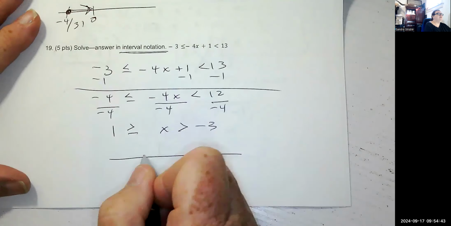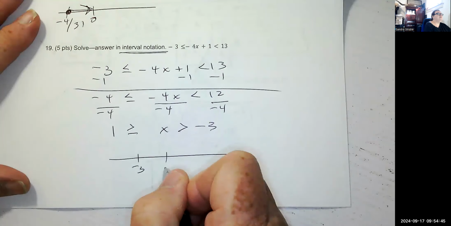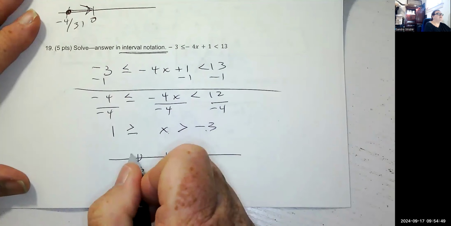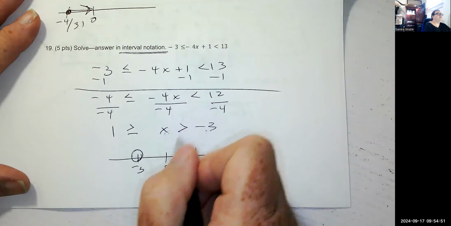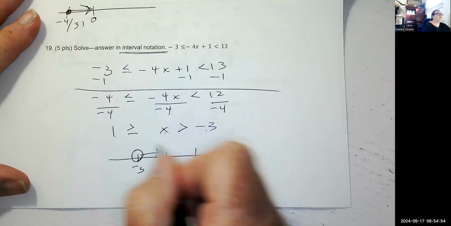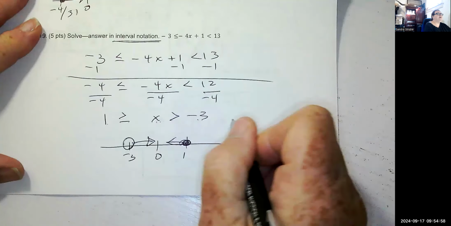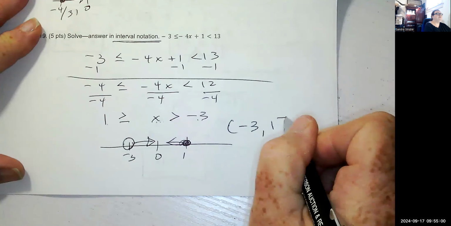And I'm going to see what my number line looks like. -3 is not included, and x is greater than. 1 is included. So it's from -3 not included to 1 included.